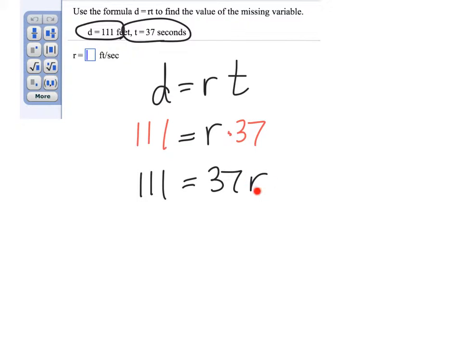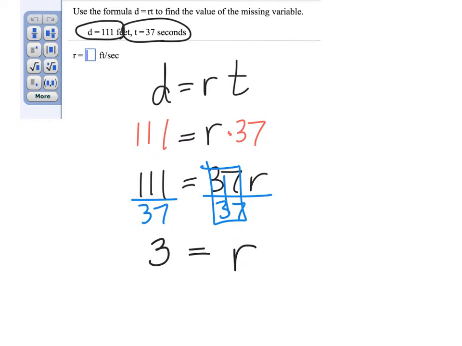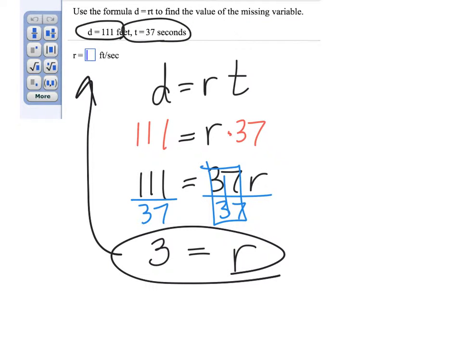So now we need to solve for R. We're going to divide both sides by 37. And we know that 37 divided by 37 gives us 1. So our right side is R, and the left side is 3, because 111 divided by 37 is 3. So R is equal to 3. So the rate must be 3 feet per second, because that's what it says, feet per second. I don't know, maybe we're talking about a dog walking or something like that.